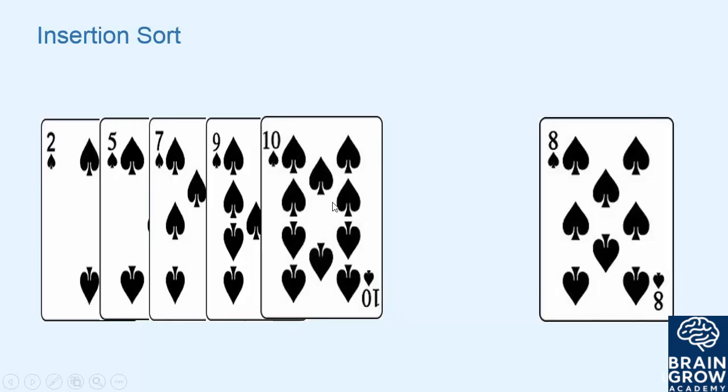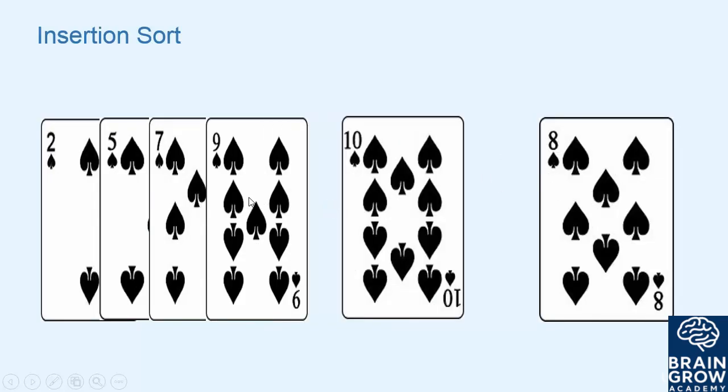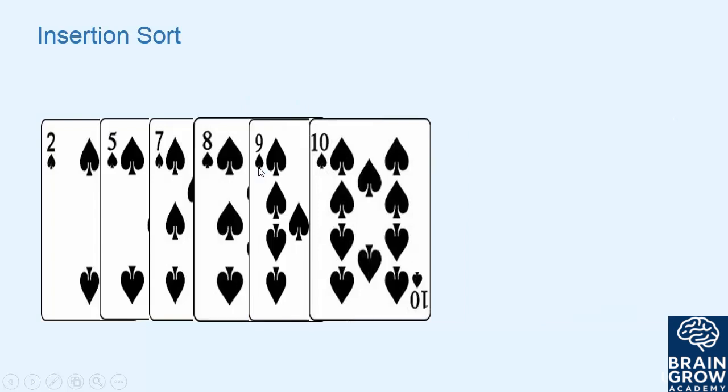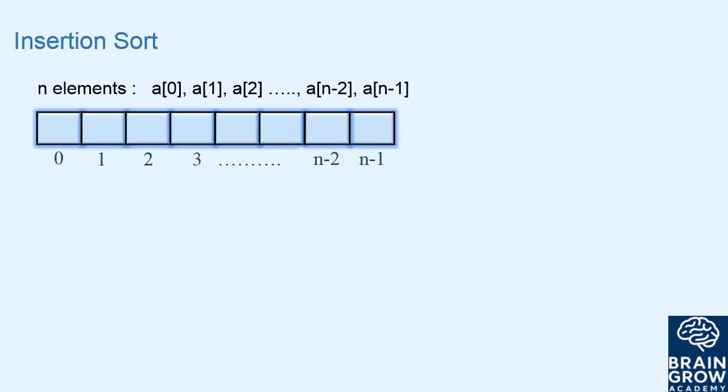Now 10 is greater than 8, so 10 is moved this side. 9 is greater than 8, 9 is moved this side. Now 7 is less than 8, so the proper place for 8 is this, so it is inserted here. So we can see that the technique is to place the new card at its proper place in the already sorted cards. Now let us see the whole procedure of the insertion sort algorithm.